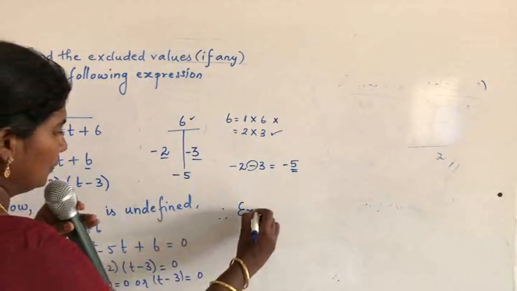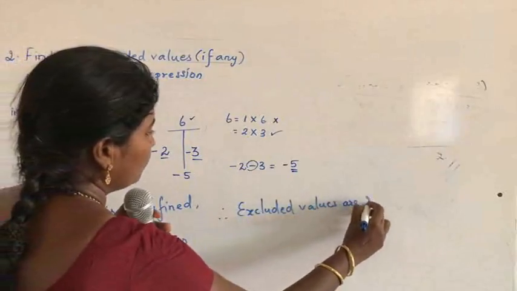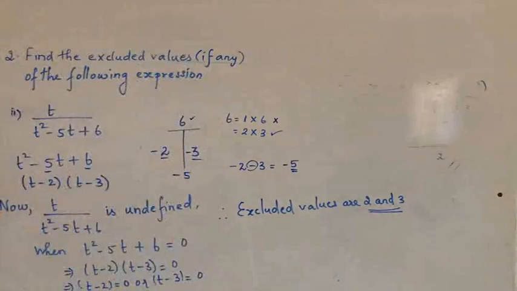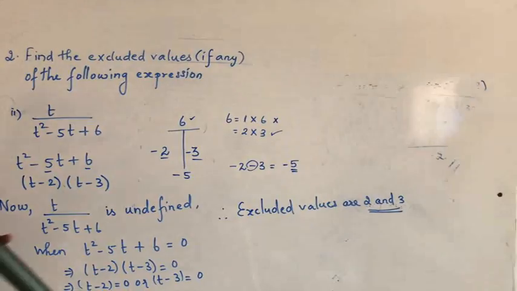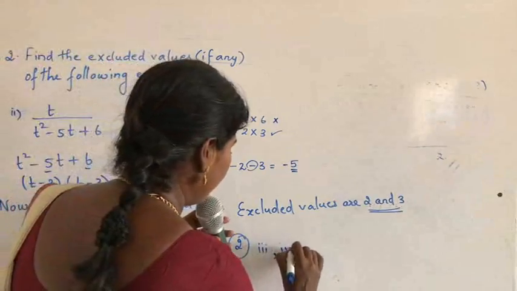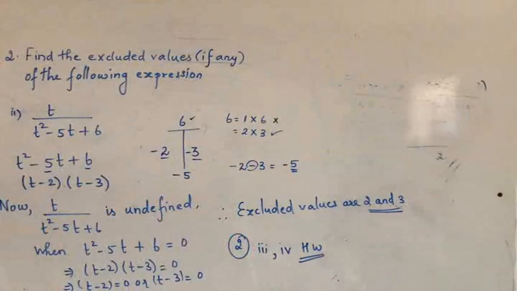So we'll write the final statement over here. Therefore, excluded values are 2 and 3. Just highlight our answer. So, from sum number 2, we have completed the first subpart and the second subpart. You have 2 more sums, the third and fourth. That becomes your homework. Follow the first and second subparts of sum number 2, and complete your third and fourth sums.